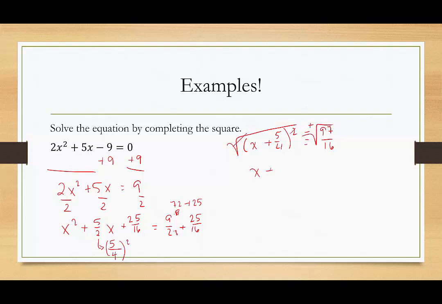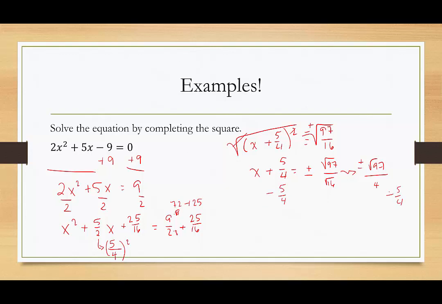And we get x plus 5 over 4 is equal to positive or negative. I'm going to split up my radicals, 97 over root 16. And this ends up becoming plus or minus root 97 over 4 because 16 is a perfect square. Hooray! Oh, this isn't so bad, is it? See, I had you all worried for nothing. Then last step, we're going to subtract 5 over 4 from both sides.